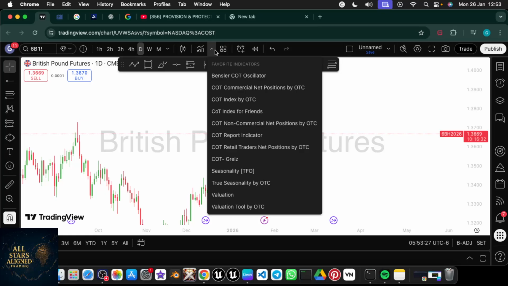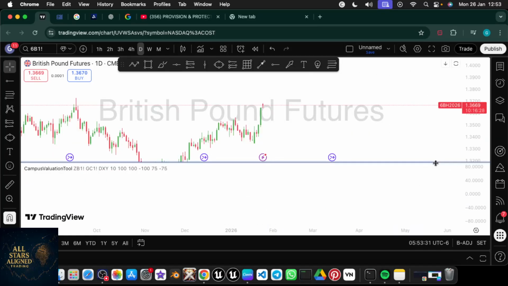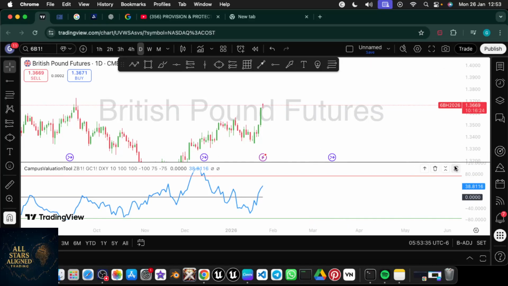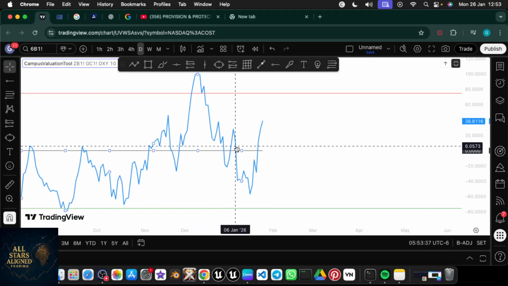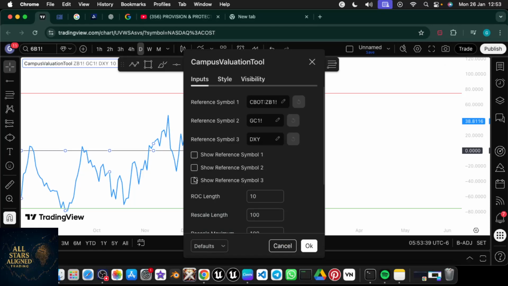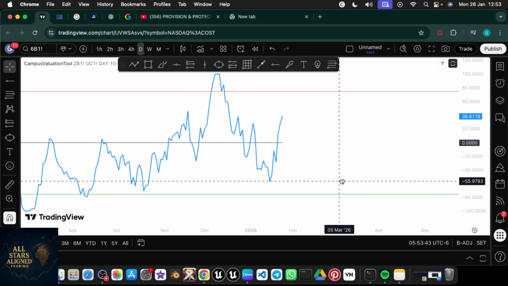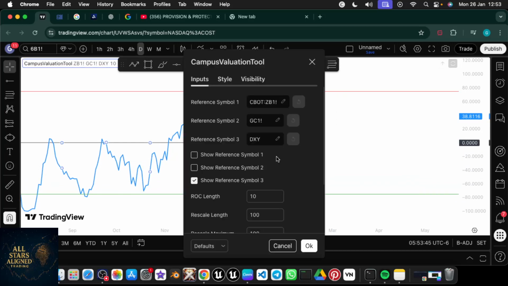My next step is looking at valuation. So I go to the dollar valuation, the valuation against the DXY, not necessarily the bonds, just against the dollar. And first of all, what do I look at? I first of all look at the 10-year. I adjust it to the 10 ROC length.